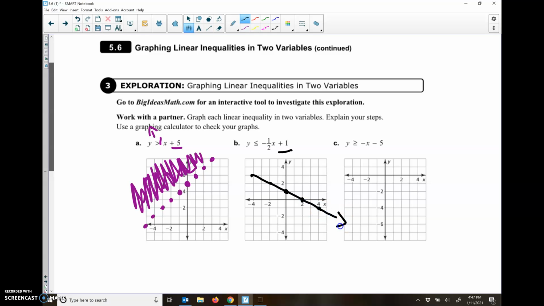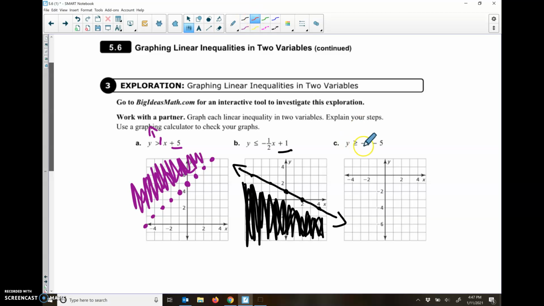Okay, and since it's an equal to, that's going to be a solid line there, not a dashed line like on A. And again, it is a less than sign here. So everything below this line is going to be a possible answer to that inequality. If you pick any point below that line, it should be an answer to that inequality.